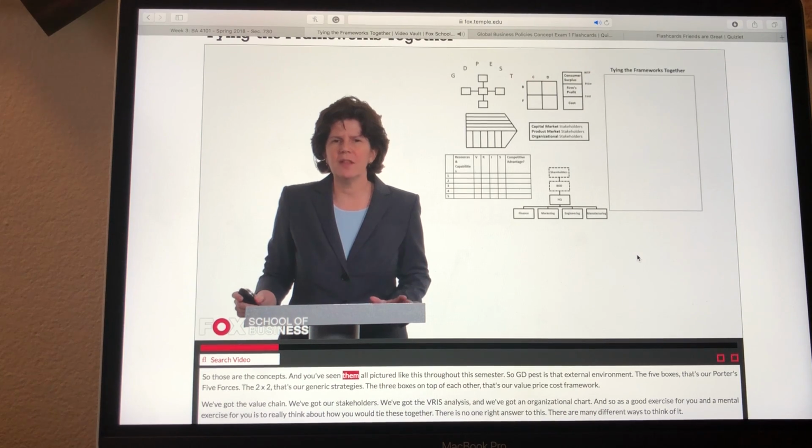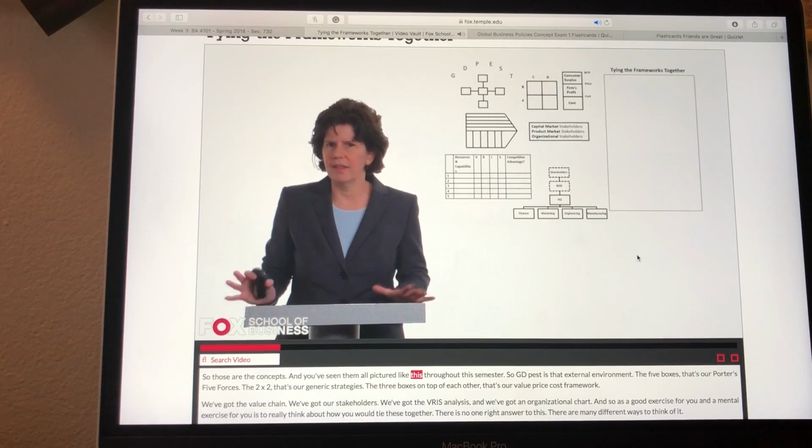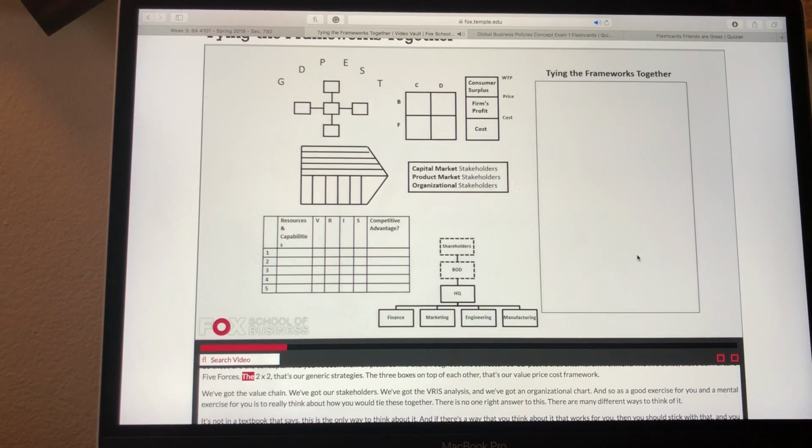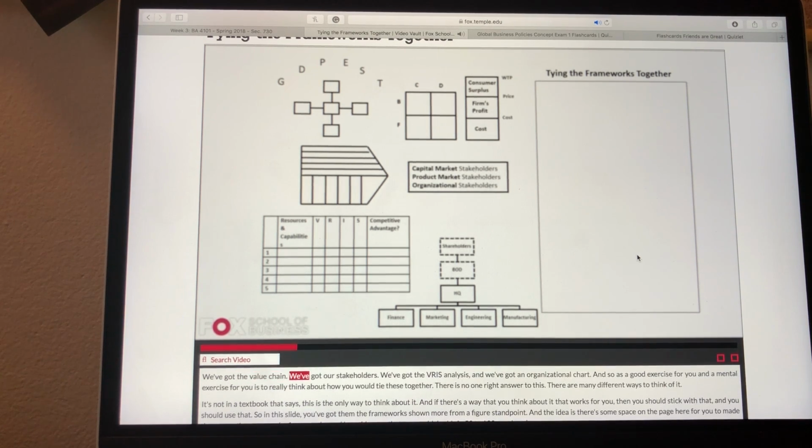And you've seen them all pictured like this throughout this semester. Okay, so GD-PEST is that external environment. The 5 boxes, that's our Porter's 5 forces. The 2x2, that's our generic strategies. The 3 boxes on top of each other, right? That's our value price cost framework. We've got the value chain. We've got our stakeholders. We've got the VRIS analysis, and we've got an organizational chart.